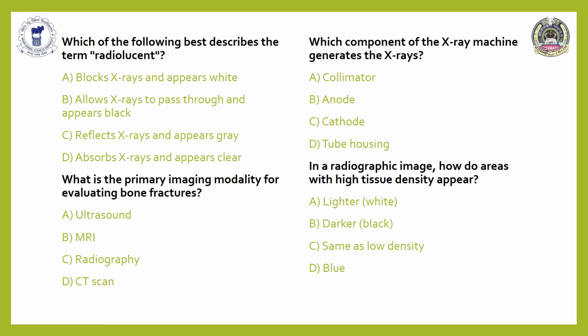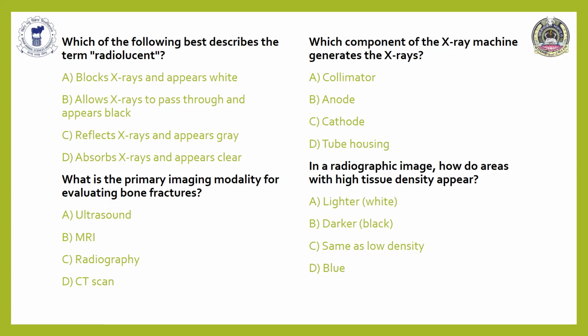Radiography. C. Right. Radiography. Next is which component of the X-ray machine generates the X-ray? Cathode. C. The X-rays are generated on the cathode side and they travel towards the anode side, okay? The electrons will be produced from the cathode and they will move towards the target anode, okay?